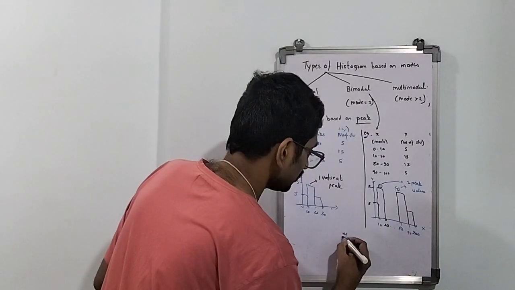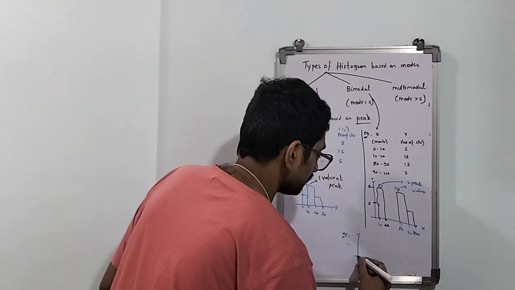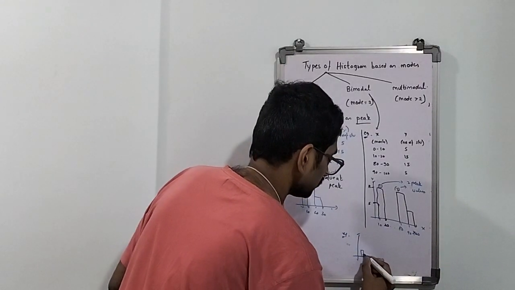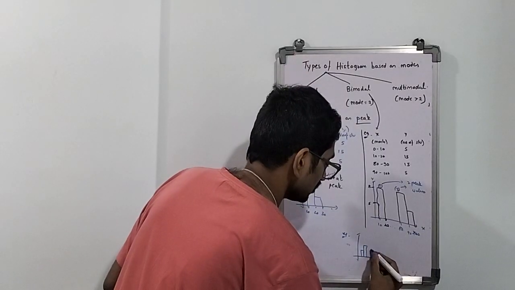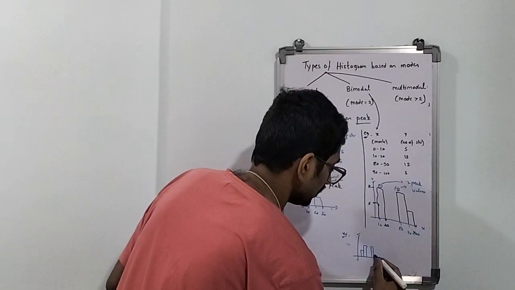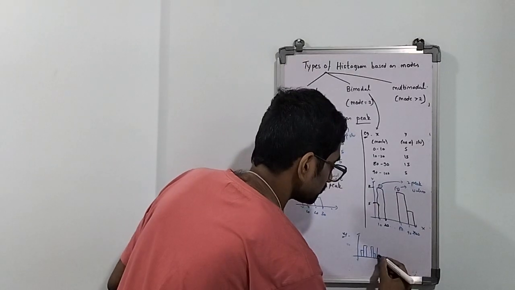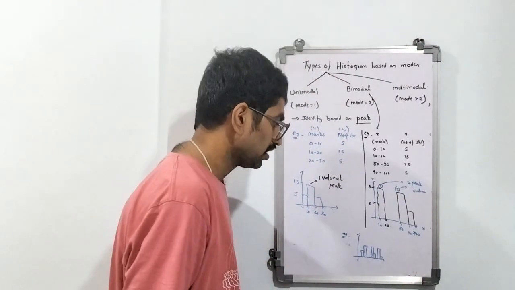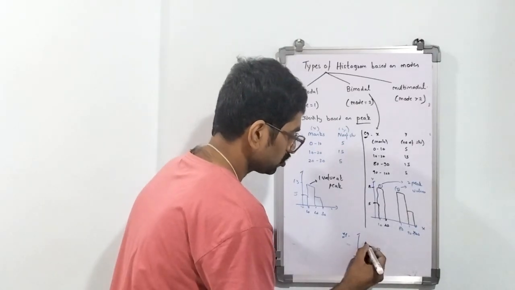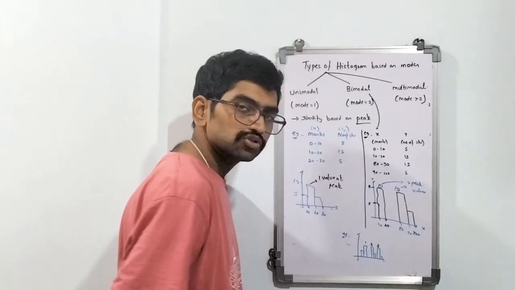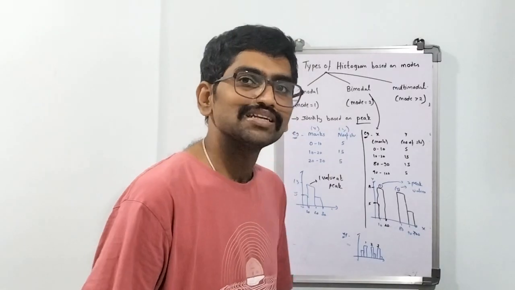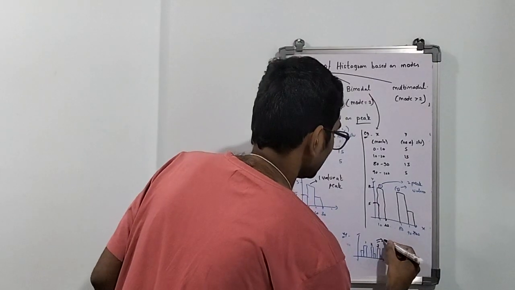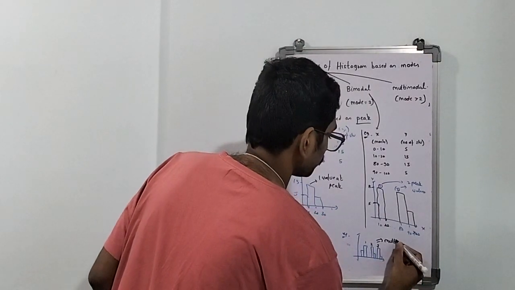So if I draw the graph for multimodal, it will look like this. One, here I will write this. Then again I will write this here, and again I will write this particular graph here. So now if you see, in total how many peaks are there? One peak is there, two peaks are there, three peaks are there. So more than two peaks means what? Multimodal. So if you do this, this is called multimodal.